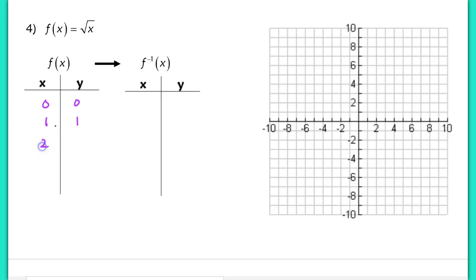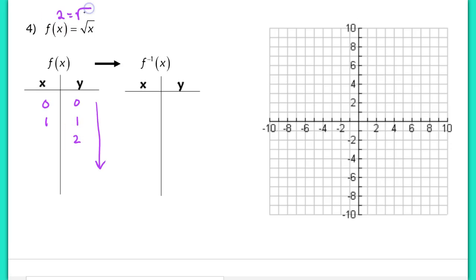I don't want to pick 2 though, because taking the square root of 2, that's not such an easy value for me to graph. So it's not very exact. I don't want to use that one. So in this case, it's actually probably more helpful to pick out your y values, just like we did with the log function, so that you can find nice values for x. So I would pick a y value of 2. Well, how do you get an output of 2?